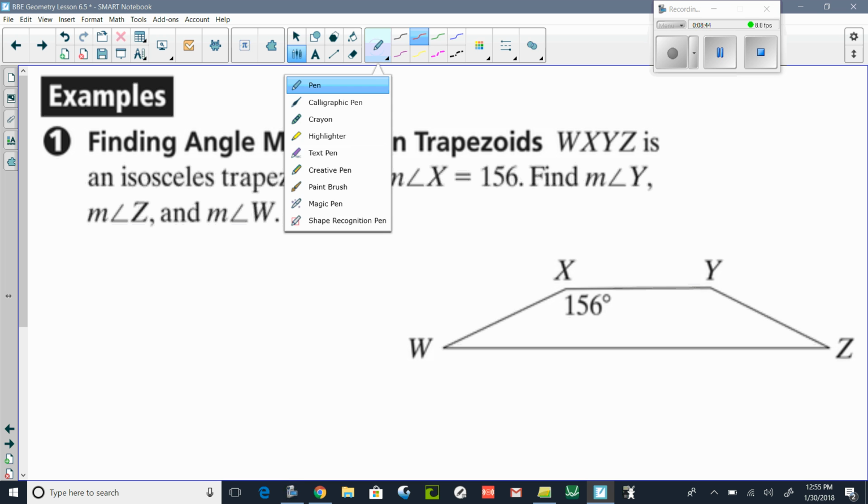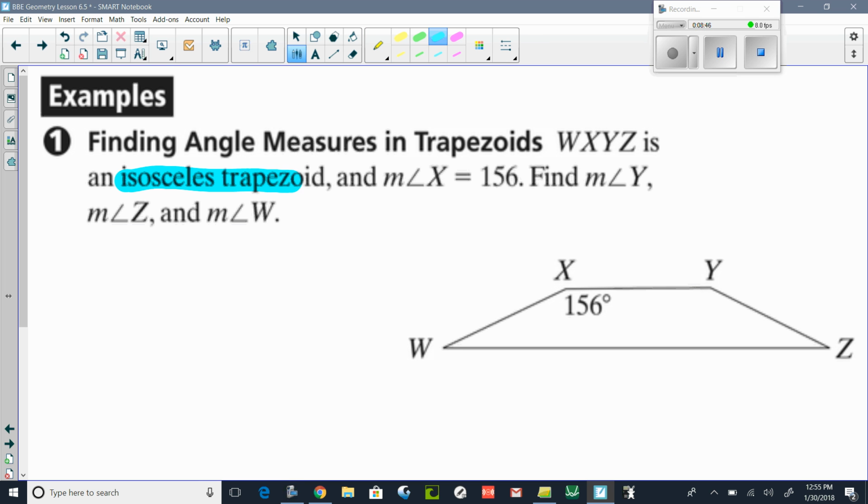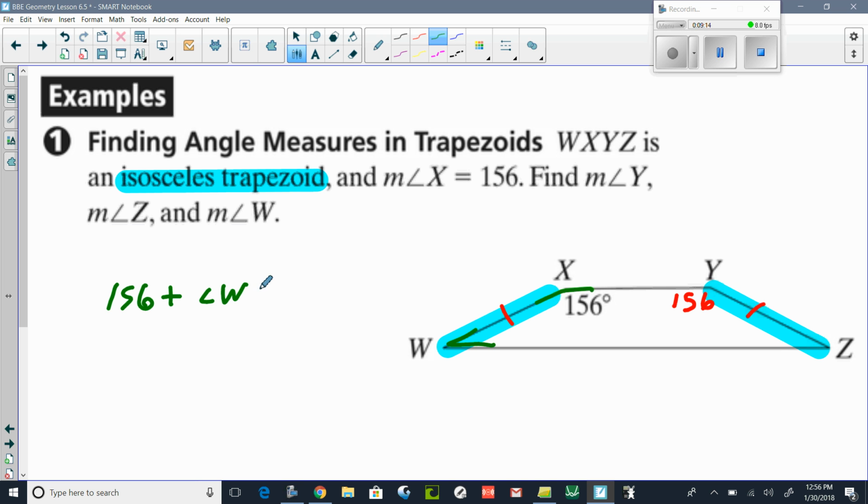We do need to pay attention in this example to the fact that we're working with an isosceles trapezoid. So we know that this leg is congruent to this leg by definition of isosceles. So by definition, those are equal. We learned today that base angles in isosceles trapezoids are equal. So the measure of y also has to be 156. And we learned that x and w have to add up to 180. So if I take 156 and I add angle w, it has to equal 180 degrees.